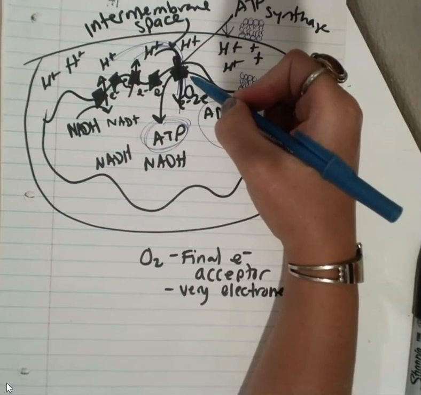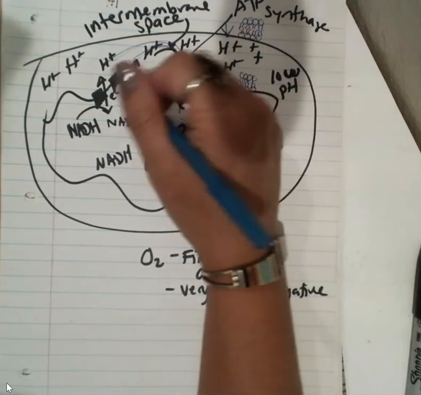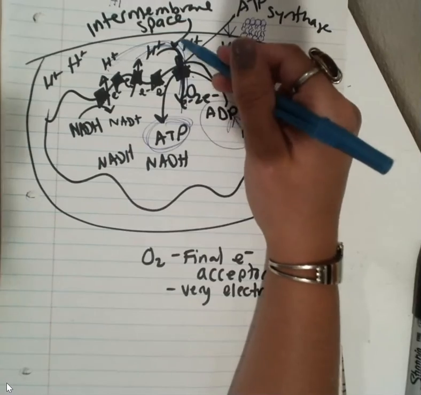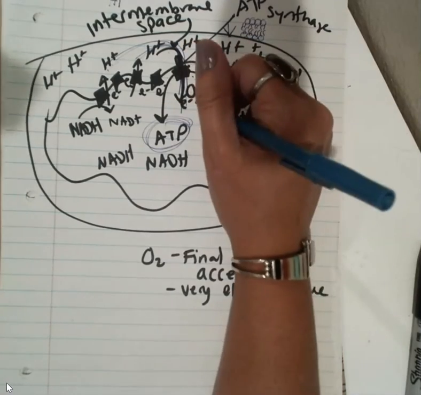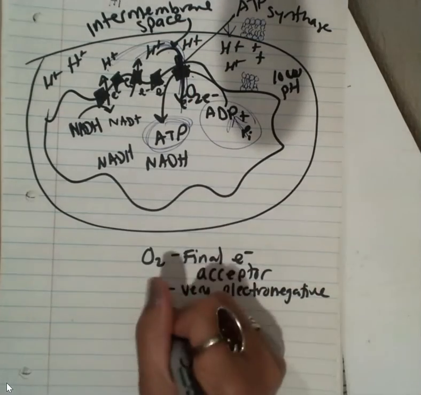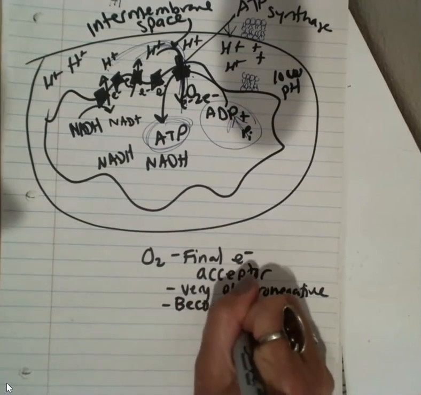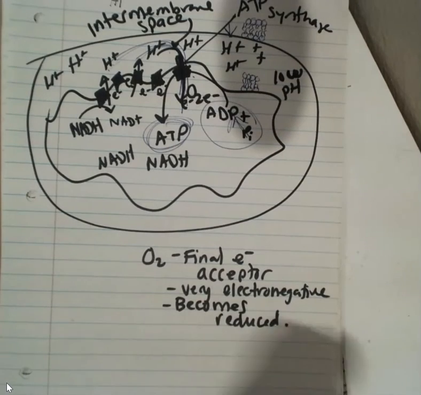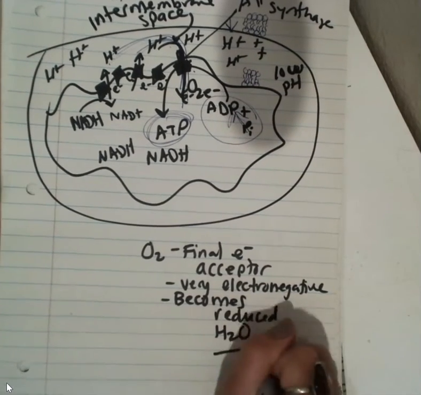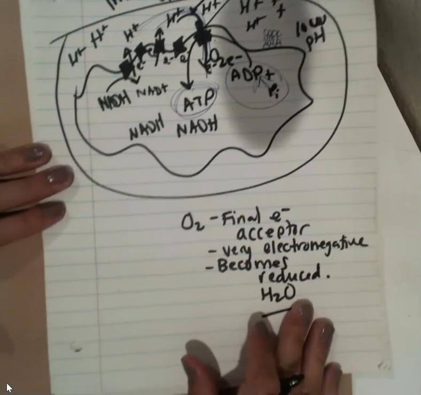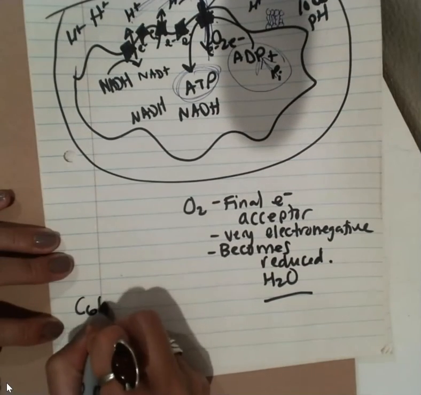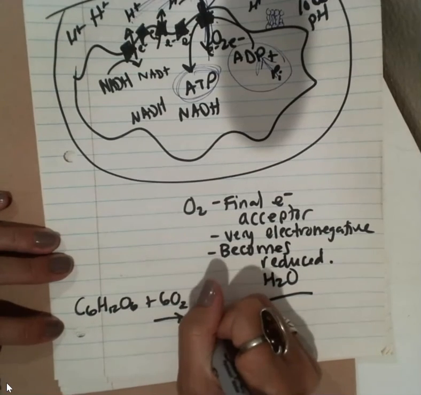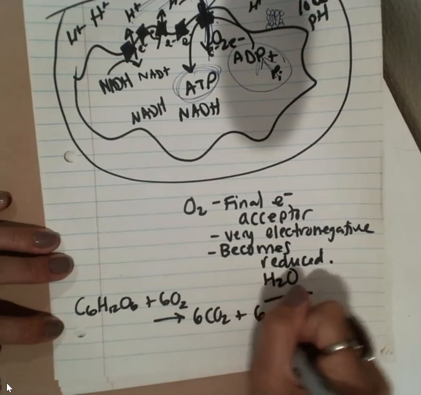So now you think to yourself, okay, what happens to those protons as they flow into the matrix? Wouldn't it eventually reach equilibrium? Well, that's where oxygen, as the final electron acceptor, becomes reduced. It's going to gain those electrons and hydrogens, and it's going to form water. So when we look at our formula for aerobic respiration, C6H12O6 plus 6 oxygen gives us 6 carbon dioxides and 6 water.